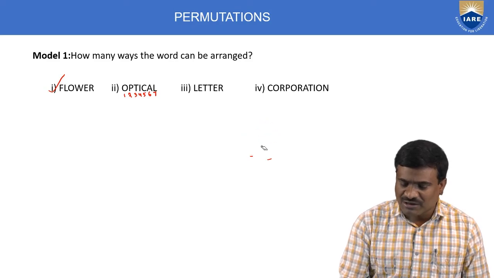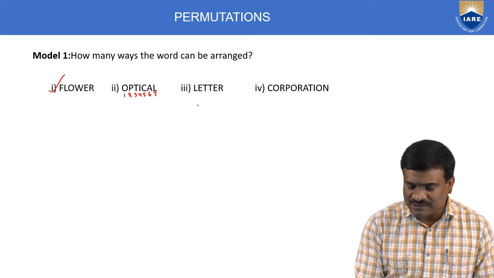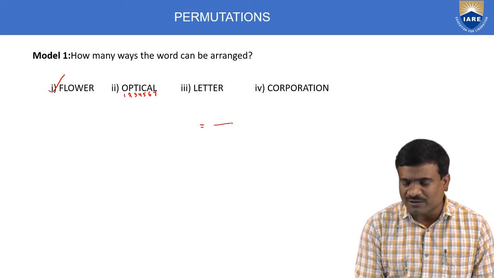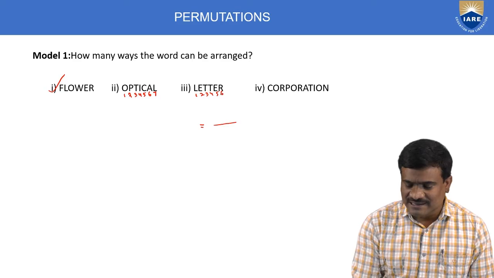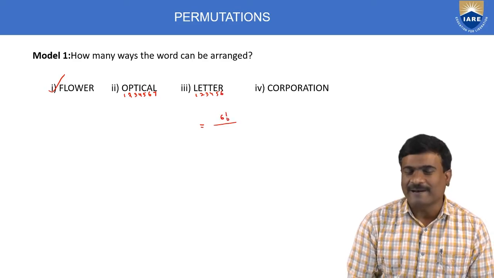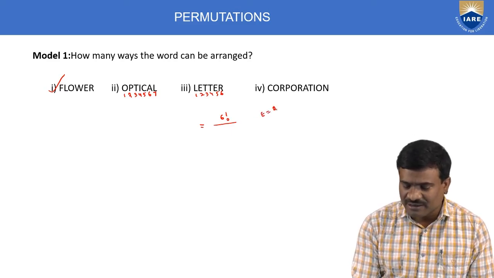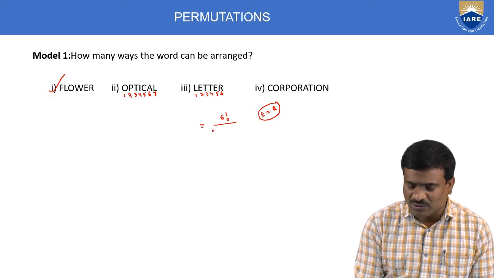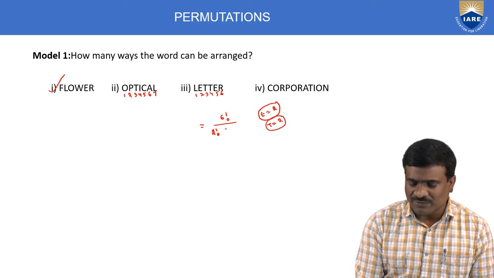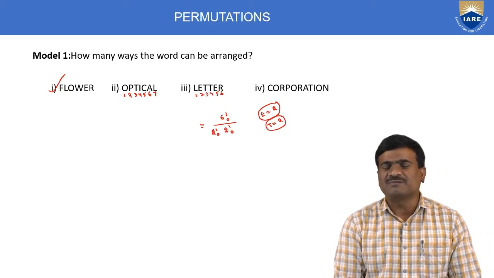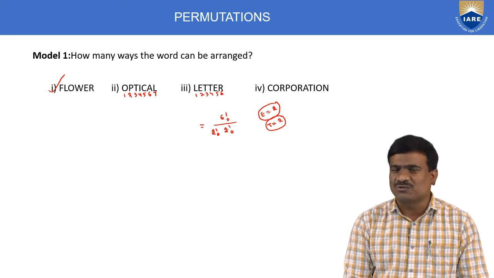Next, the third and fourth questions. Here the condition is repetition of letters, with the same method. For the word LETTER, first the numerator: count the total number of letters, 1, 2, 3, 4, 5, 6. Six letters are arranged in 6 factorial. And for the denominator, the repetition of letters in LETTER: E occurs 2 times, so 2 factorial. T occurs 2 times, so 2 factorial. Therefore, the total number of arrangements is 6 factorial divided by 2 factorial into 2 factorial.